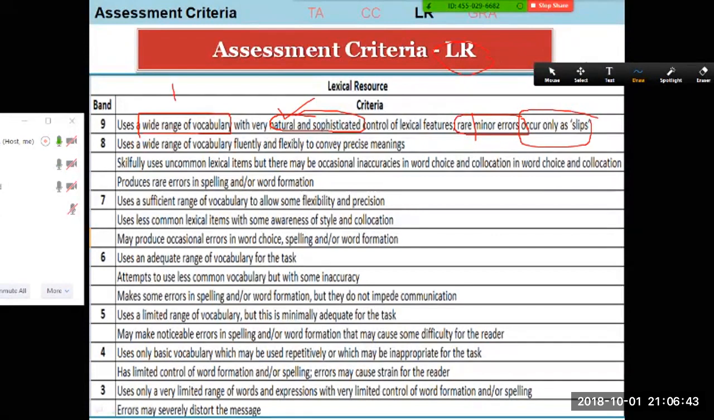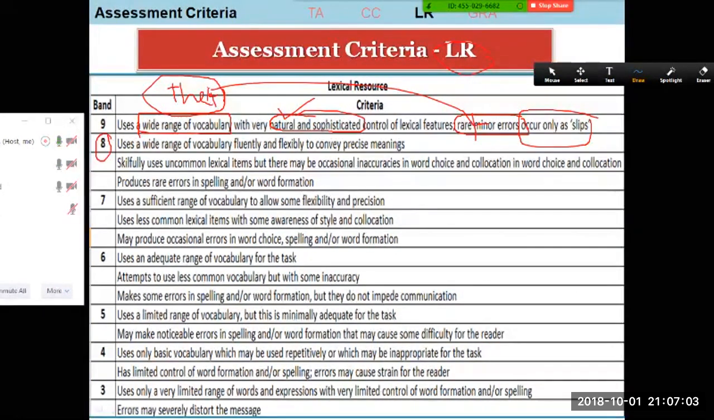That means if I have to write THEIR, instead of that, just in a hurry, I have written THER. So the examiner would understand that, okay, this has occurred as a slip only. But if that is not the case, I would check a lower grade.